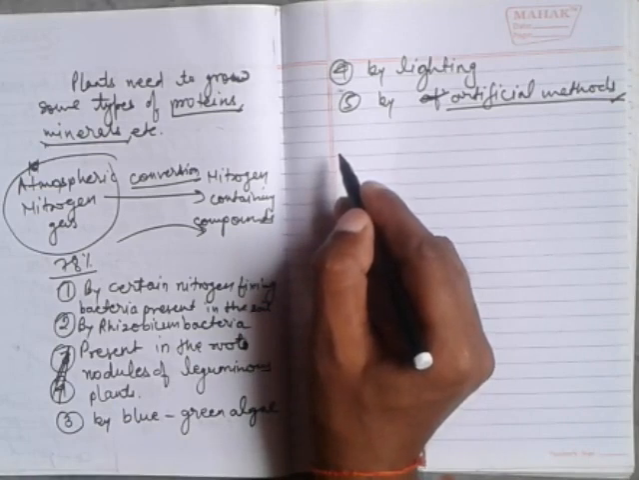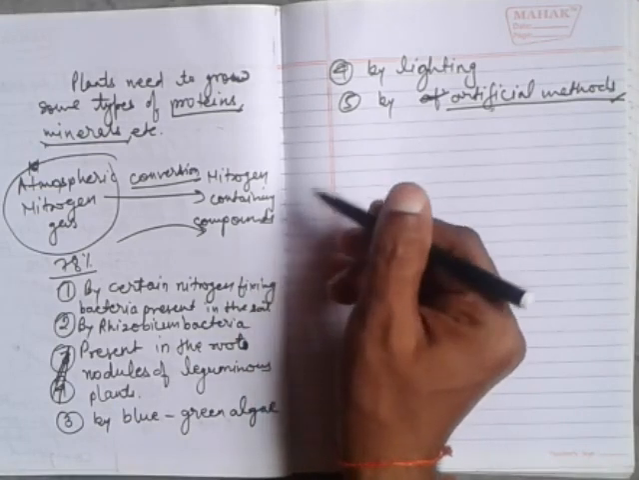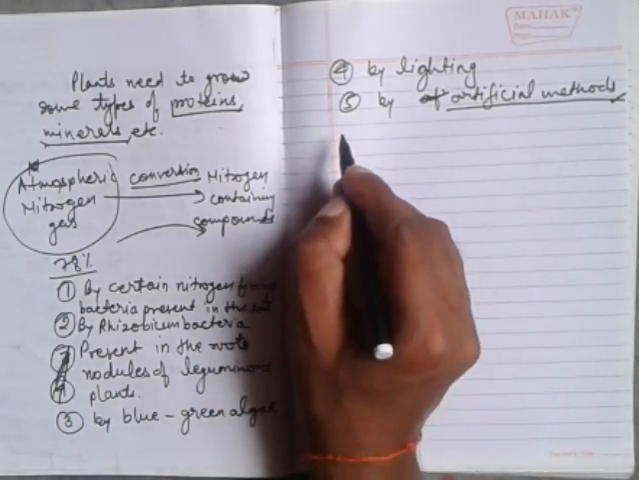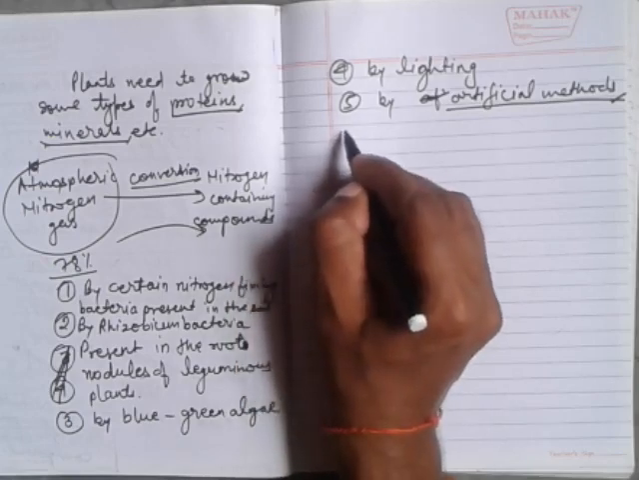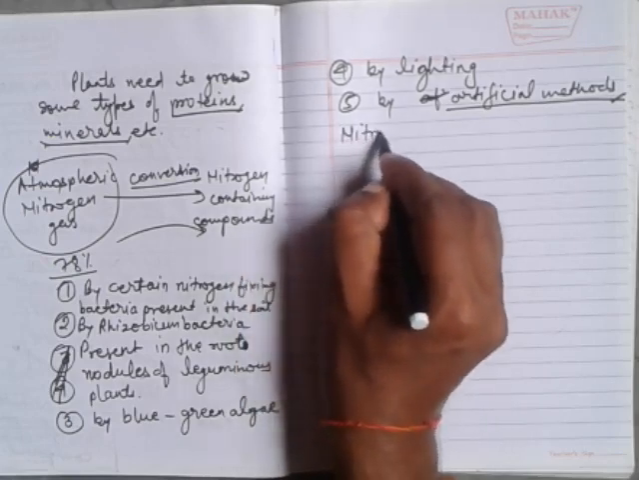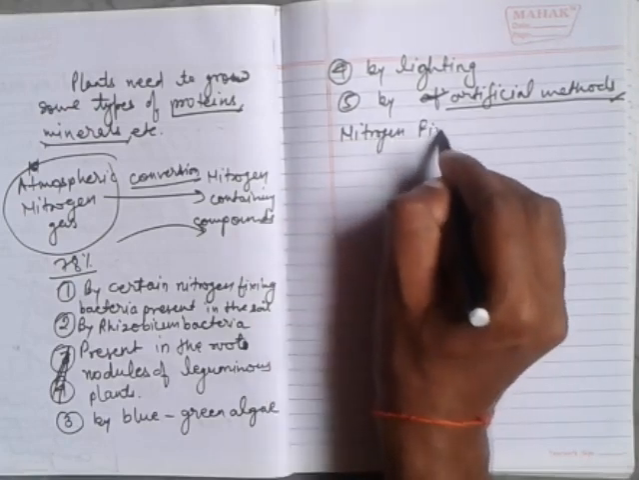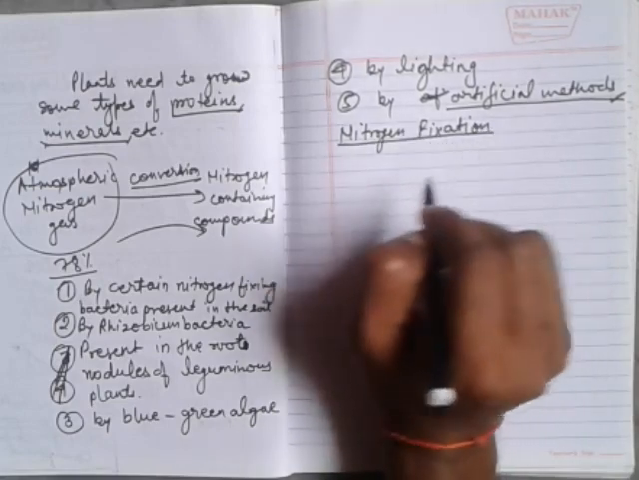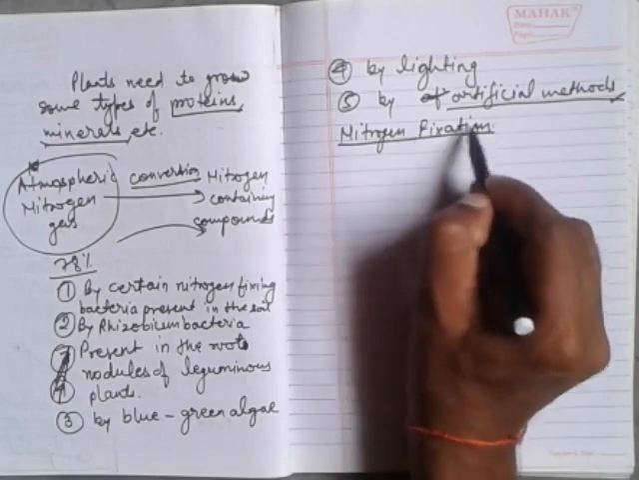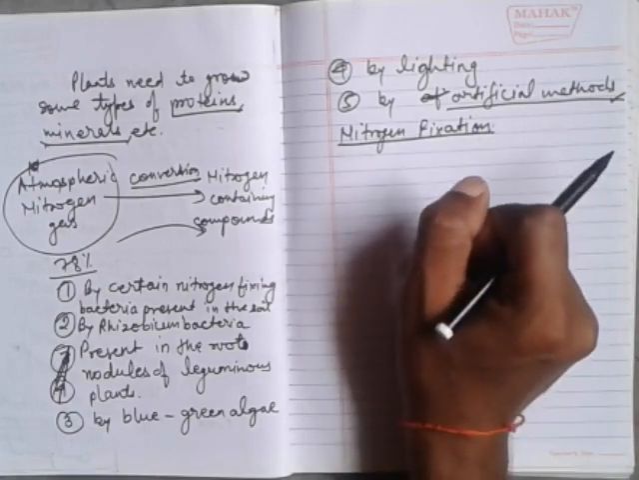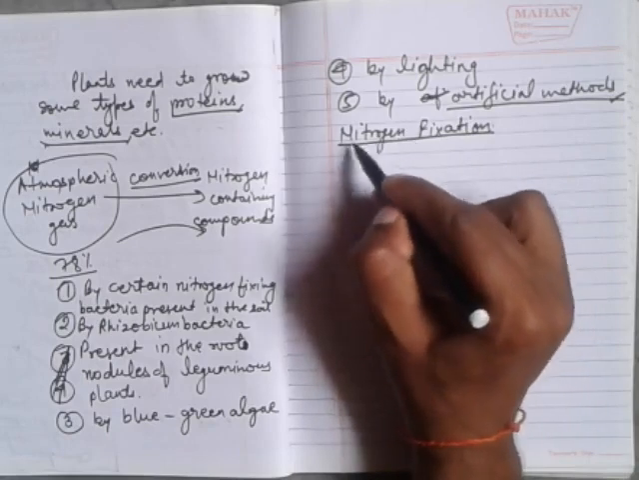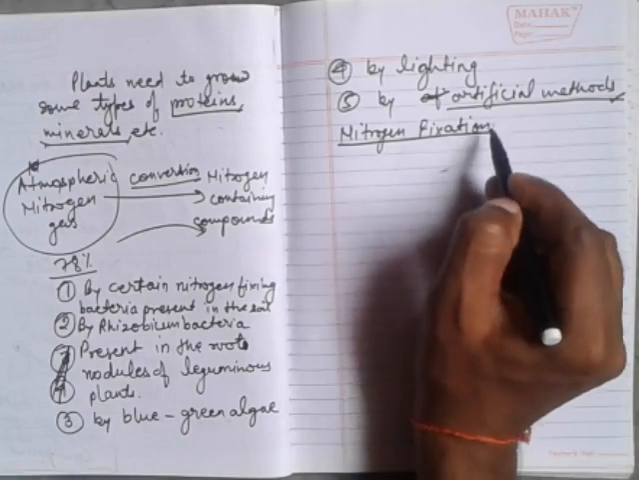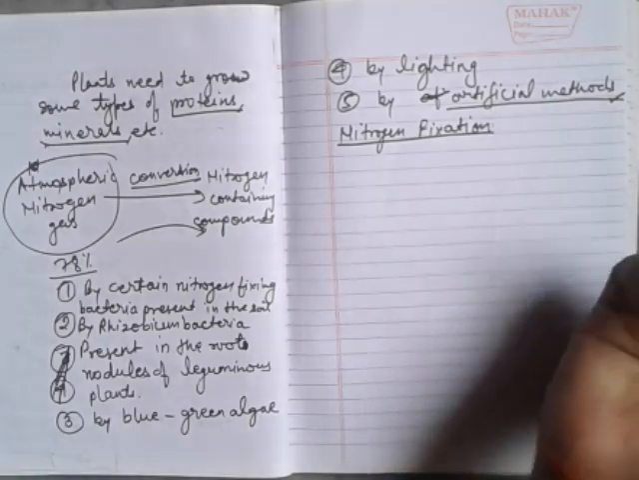Before we talk in detail about this process, first of all, here we write down the definition of nitrogen fixation. How can we define what is nitrogen fixation? It means the fixing of nitrogen. Which nitrogen? Atmospheric nitrogen into the compounds of nitrogen is called nitrogen fixation.